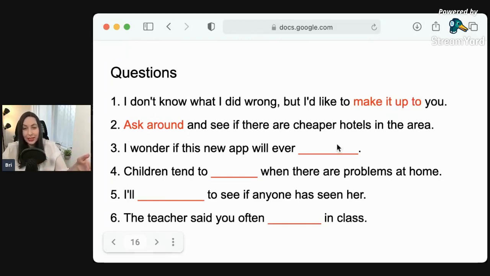So ask around and see if there are cheaper hotels in the area. Perhaps that means calling hotels and asking their rates.